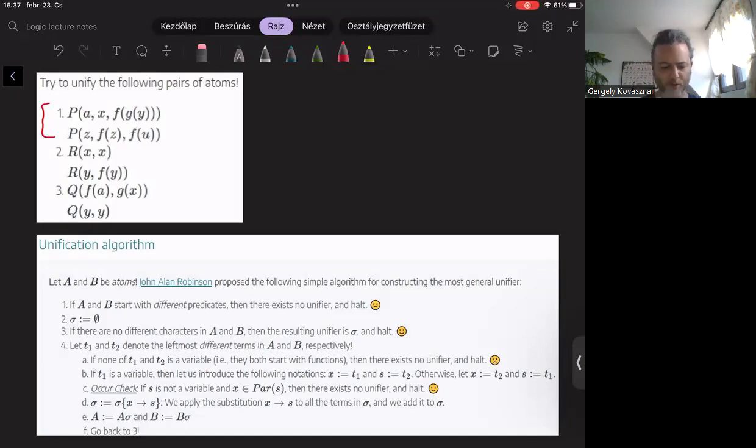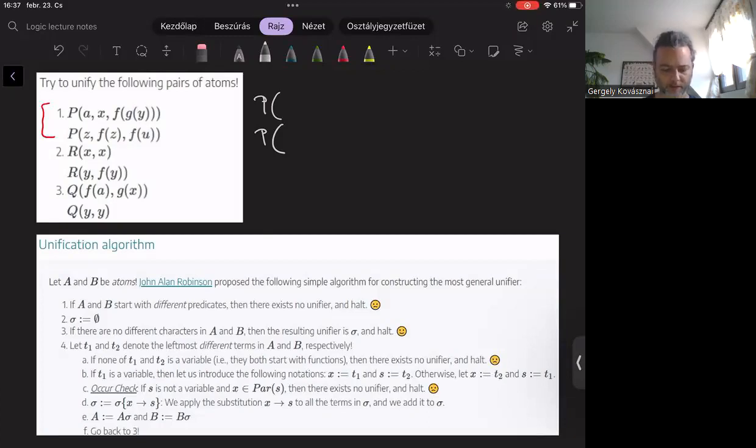Okay, so let's start to run the algorithm. In step 1, we have to check if the 2 atoms start with the same predicates, and actually, yes, they do. They both start with the predicate P. Therefore, we don't have to halt here in step 1.